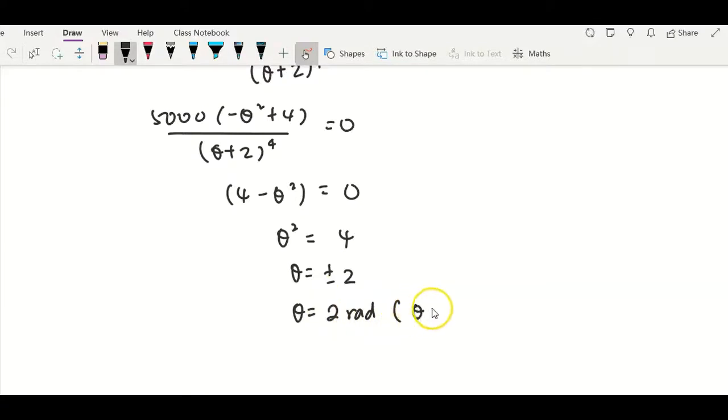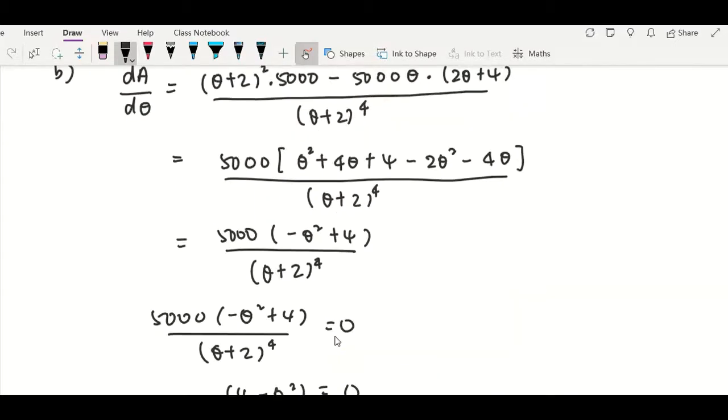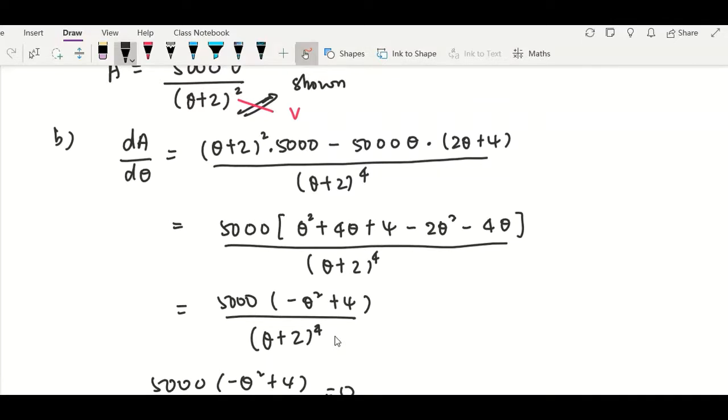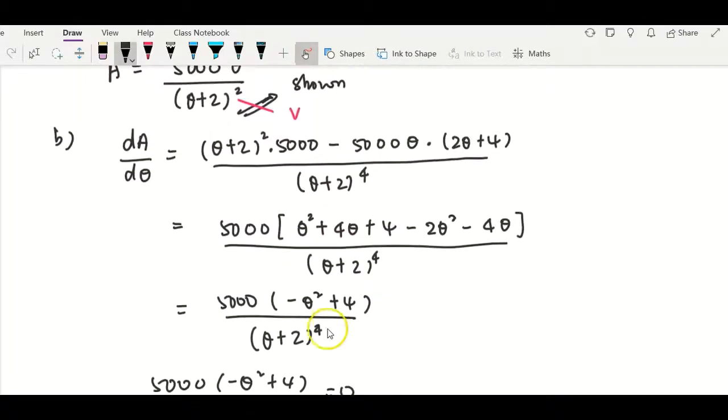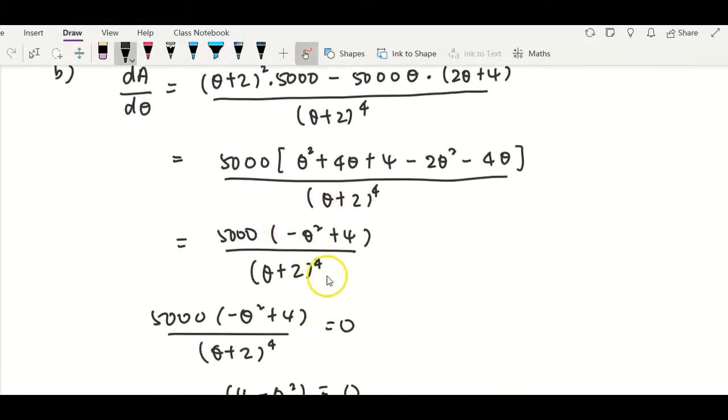With theta, it has to be greater than 0, we say. This is the reason we give. Alright, but we're not sure whether this theta will make our A maximum or minimum. We need to test with the second derivative test or first derivative test. Since dA/d theta over here seems very complicated, if I need to differentiate one more time, I choose to check by using the first derivative test.